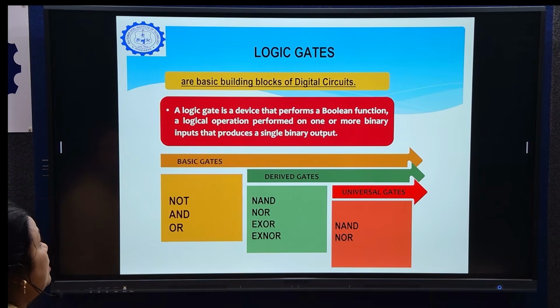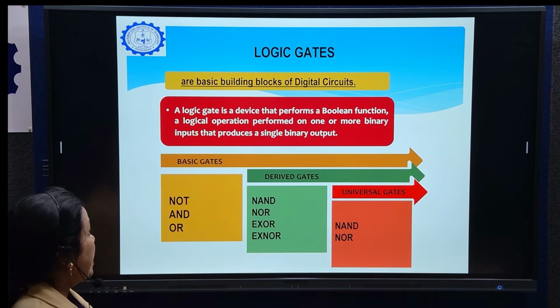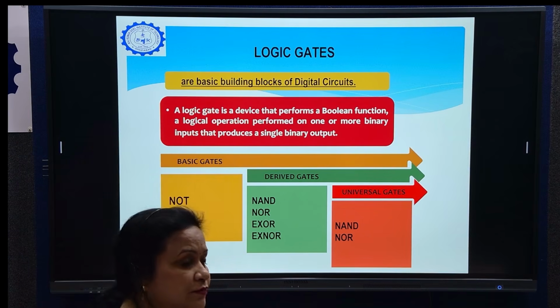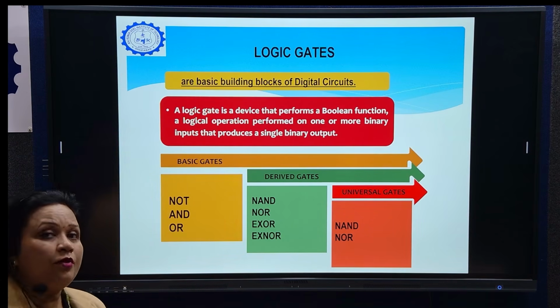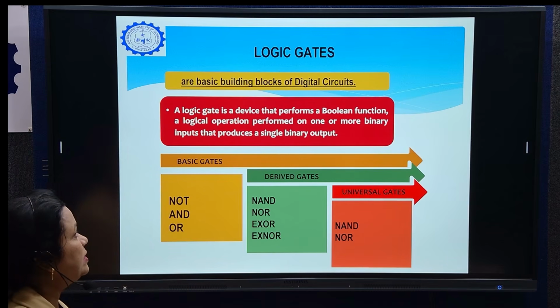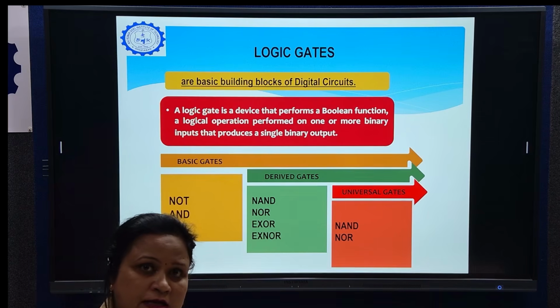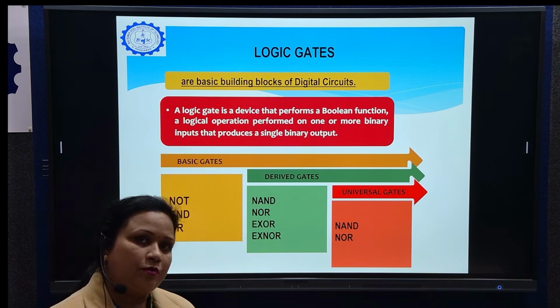So we can say logic gates are basic building blocks of digital circuits, and in other words, it is a device that performs a Boolean function. Now, what is a Boolean function? It is a logical operation which is performed on one or more binary inputs that produces a single binary output. So, it works on one or more inputs, does some work. What work it does, we will study in the coming slides, and then it will produce a binary output.